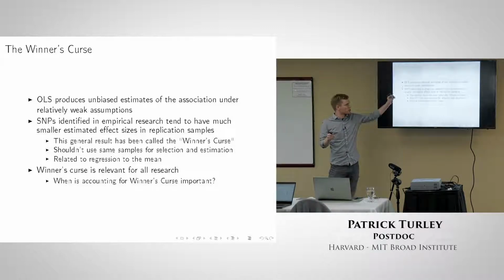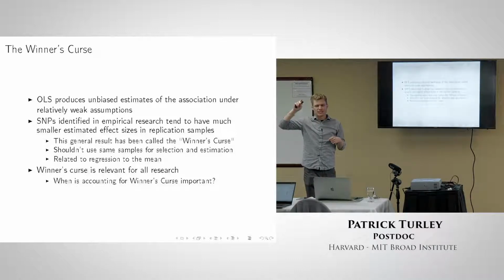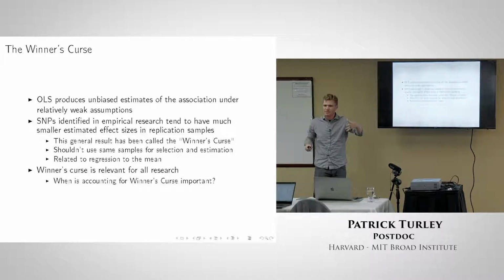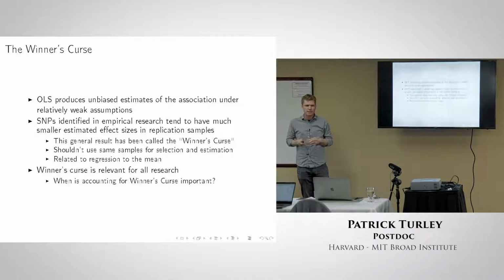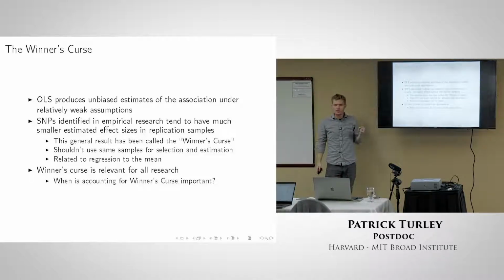The underlying issue of why this happens is that you shouldn't be using the same data set for selection of your SNPs, or of whatever factors you're interested in, and for estimating effect sizes. I'm going to show you why, but that's the overarching principle. It's also related to regression to the mean. On average, we think things are small, but we sometimes just see big things by chance.